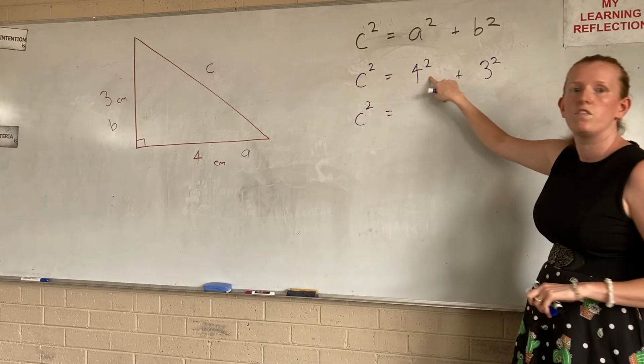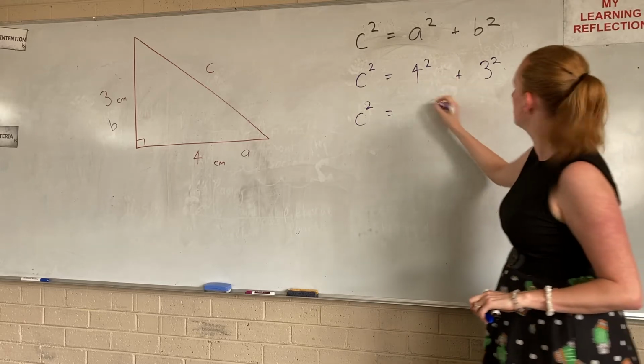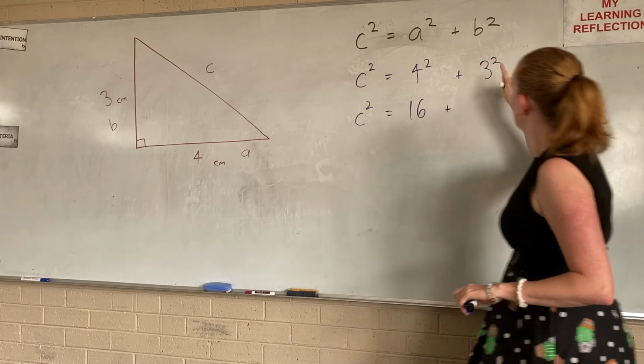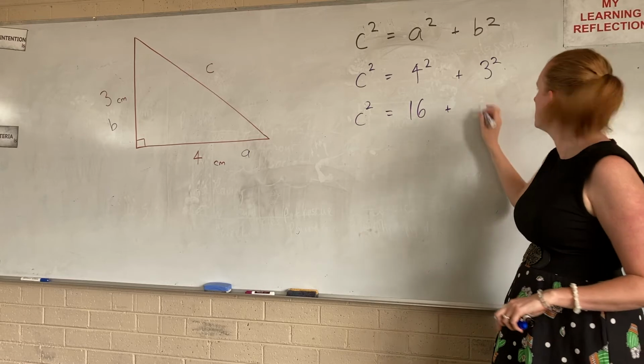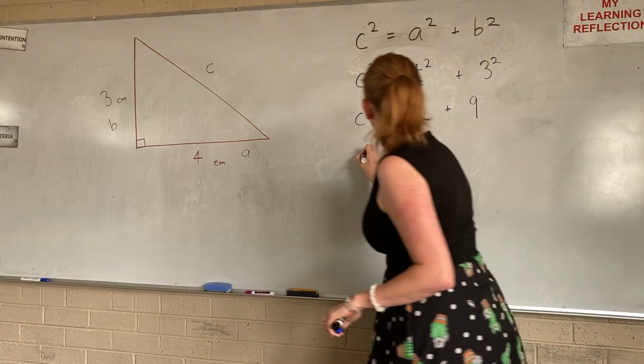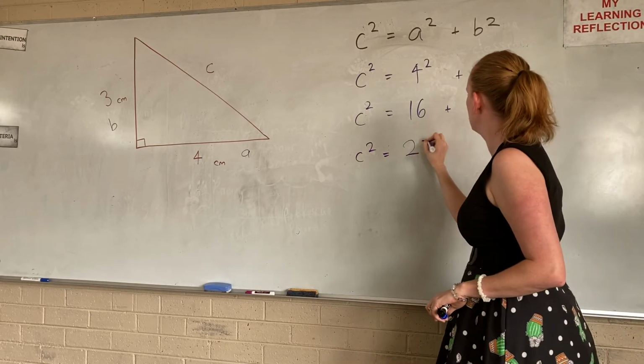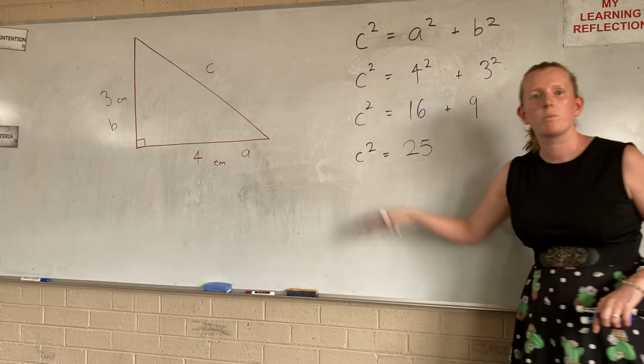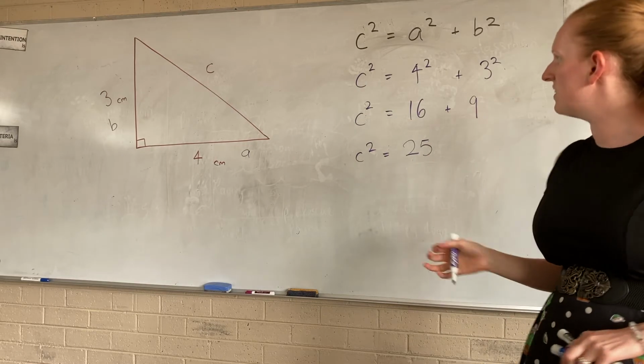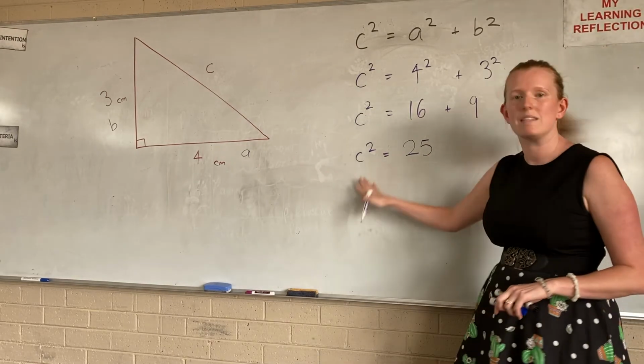So now, 4 squared means 4 times 4, which is 16. 3 squared means 3 times 3, which is 9. So 16 plus 9 gives us 25. But now I can't stop here. So I found what c squared is, which is fantastic. However, I need to find what c is on its own.